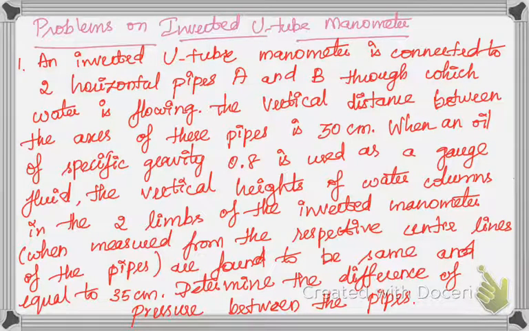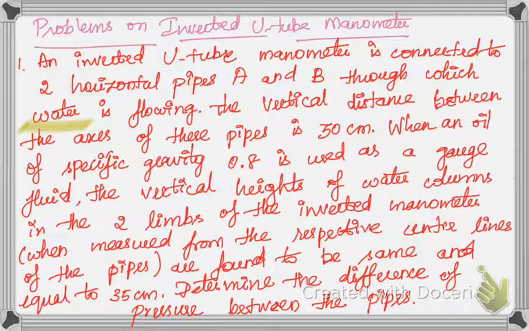Today we are going to see a problem on inverted U-tube manometer. An inverted U-tube manometer is connected to two horizontal pipes A and B through which water is flowing. So it means we have horizontal pipes in which the water is flowing.